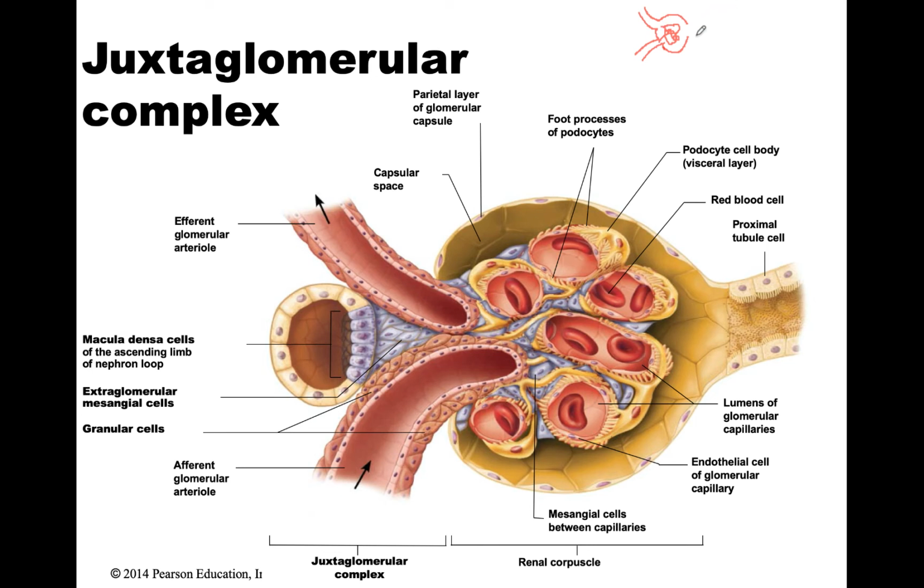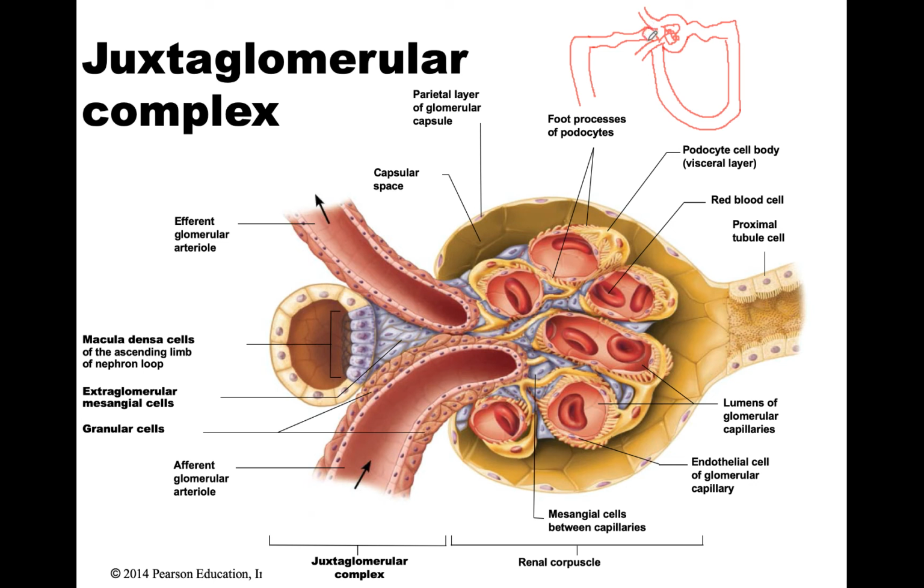and DCT. But in real life, you have the PCT, you've got the loop of Henle, but the loop of Henle wraps backward and comes right in between the afferent and efferent arteriole to turn into the DCT, then into the collecting duct. This is the structure of a real life nephron.